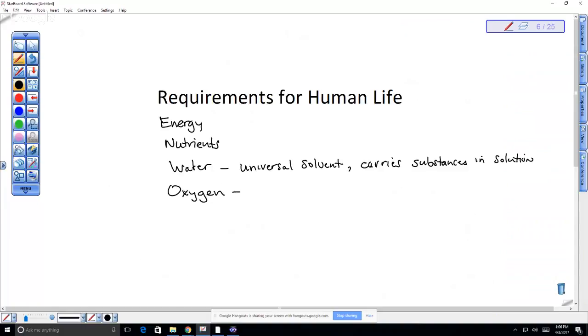What was the name of the chemical reaction I just talked about? Catabolism. Cellular respiration.